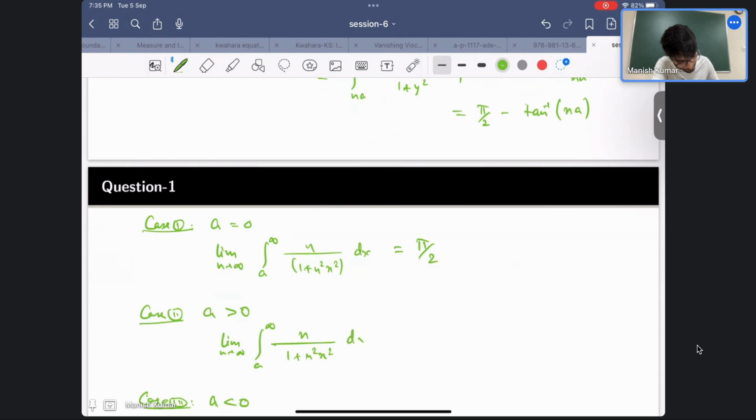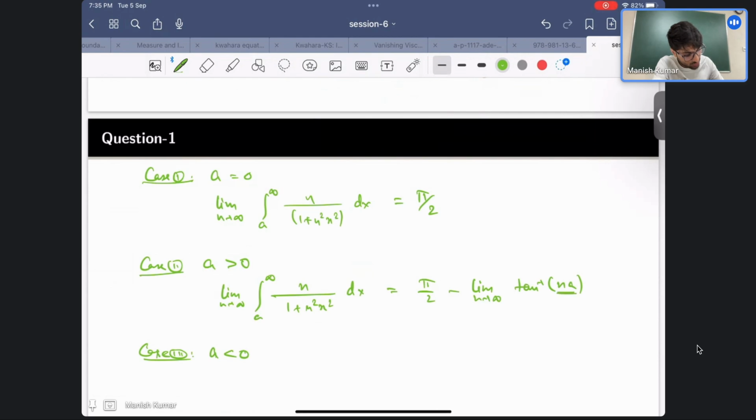Now the case when a is positive. If you take the limit, this is pi by 2 minus limit n going to infinity of tan inverse of na. Now when a is positive, n times a will go to infinity, and tan inverse of infinity is pi by 2. So this will be pi by 2 minus pi by 2, which is 0, right?